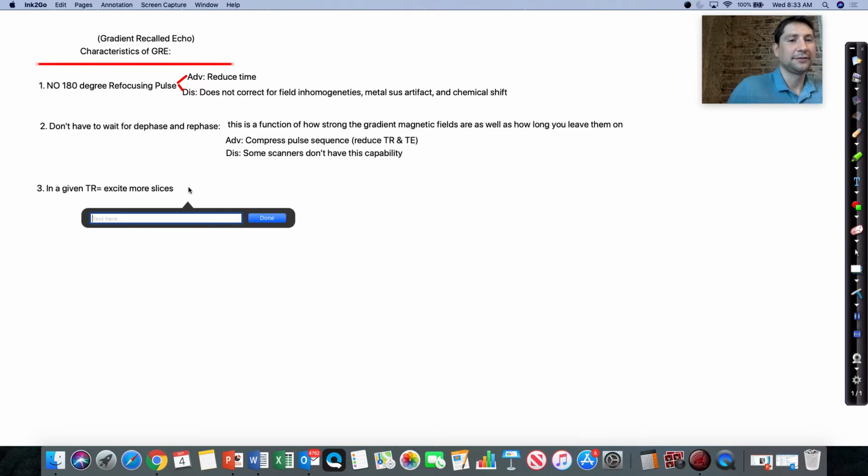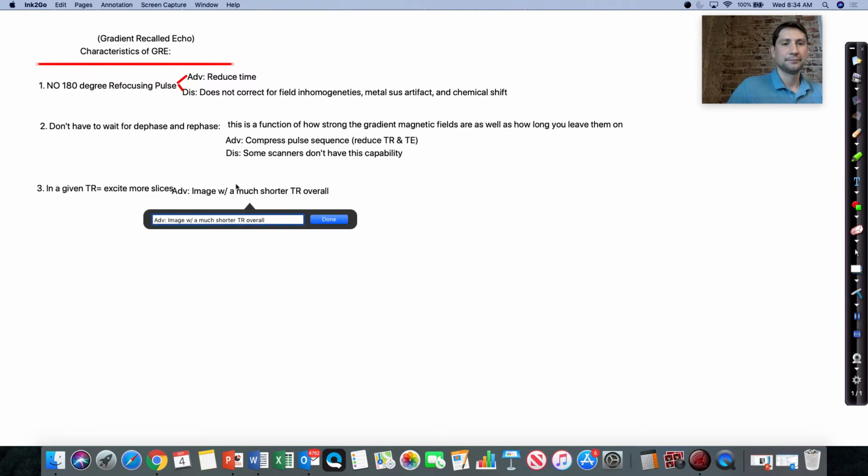So an advantage of this, image with a much shorter TR overall. We go from 700 milliseconds, which is maximum for a T1 weighted image, down to below 20 milliseconds. We have that capability now. No real disadvantage with this.